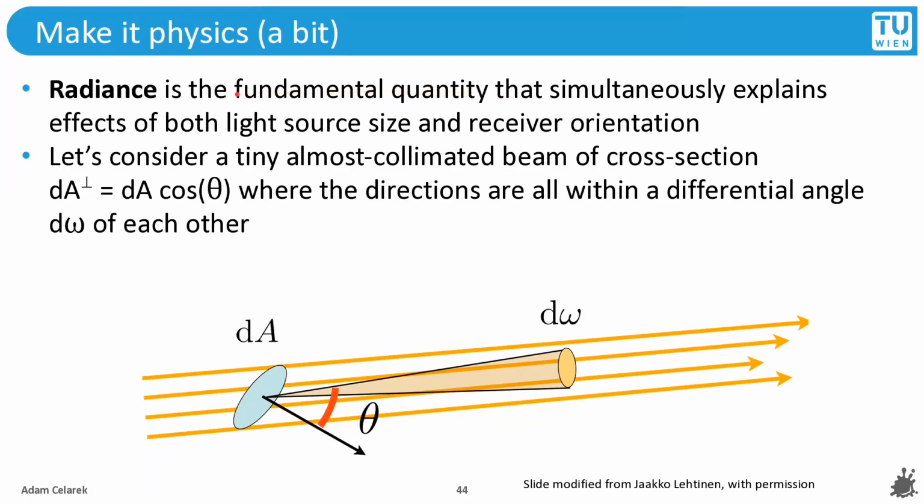Radiance is the fundamental quantity that simultaneously explains both the light source size and receiver orientation. So this is what we will be talking about. Let's consider this beam of light. It has a cross-section of dA. This is a differential, so the cross-section is infinitesimally small. The direction is also not a single direction, but a differential direction. So the range of directions is infinitesimally small.